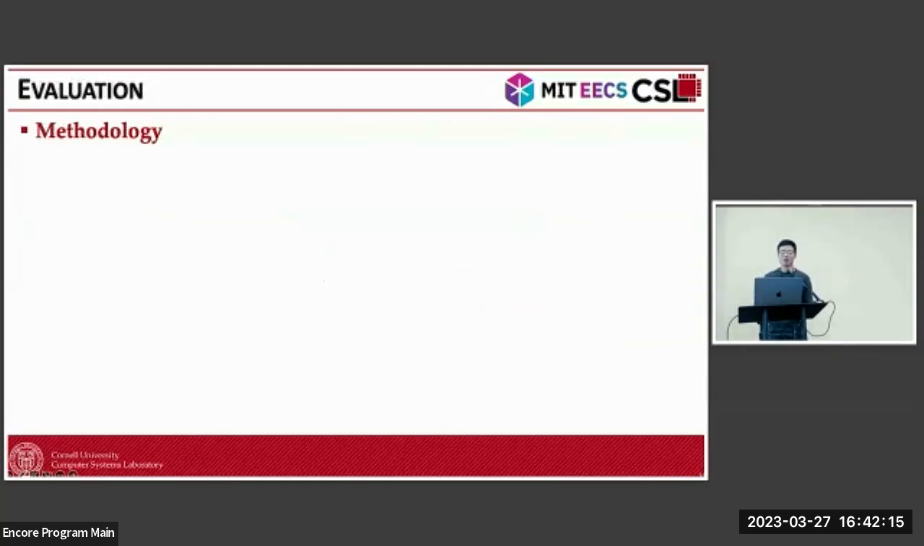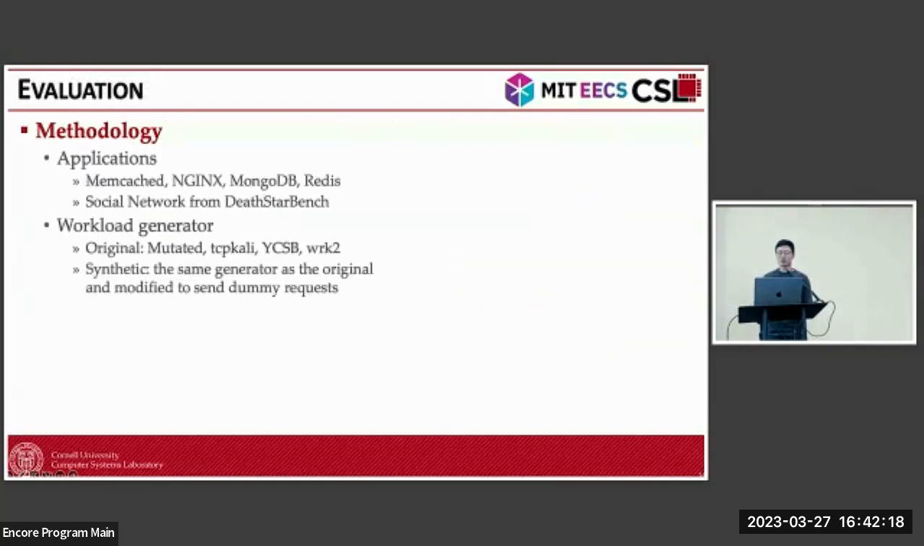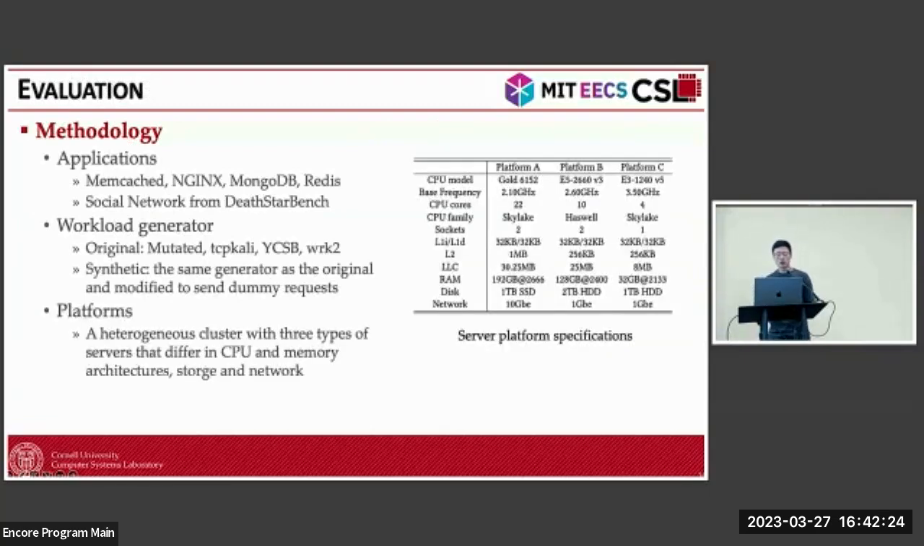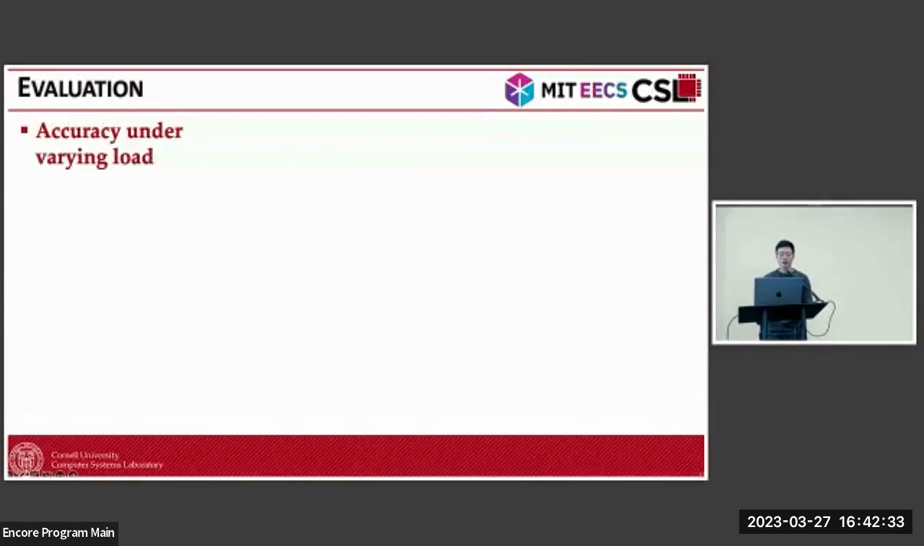And to validate the accuracy of Ditto, we use a set of cloud services, including both single-tier applications and multi-tier microservices. And we validate Ditto on a heterogeneous cluster with three types of servers. So first, we validate the accuracy of Ditto under different input loads. So in this radar plot, we compare the architectural metrics of memcached and its synthetic benchmark under the medium load. So the red area represents the synthetic application, and the blue area underneath represents the original. And the large overlap here indicates the high accuracy of the synthetic benchmark.